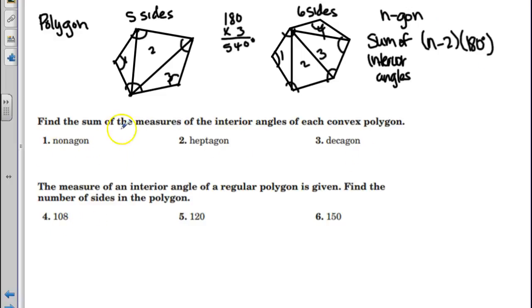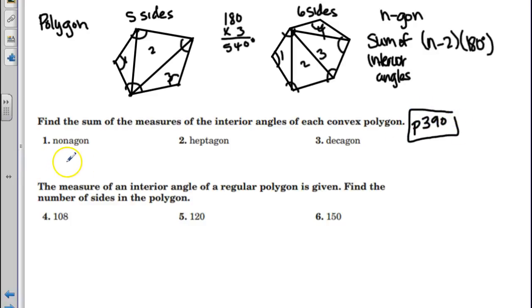All right, there's a list of these types of polygons from 3 sides to 12 sides. After that, we usually call them n-gons, but the list is on page 390 in your book. I almost put degrees on that. That's funny. So page 390 in your book.